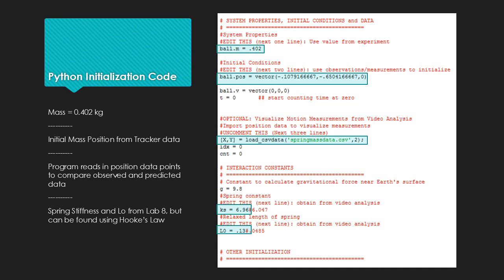I initialized the code from Lab 8 using the given mass and the initial position from Tracker. Then I read in my observed data points, which will allow me to compare my observed and predicted values. Then I found the spring stiffness and L naught using Hooke's law.